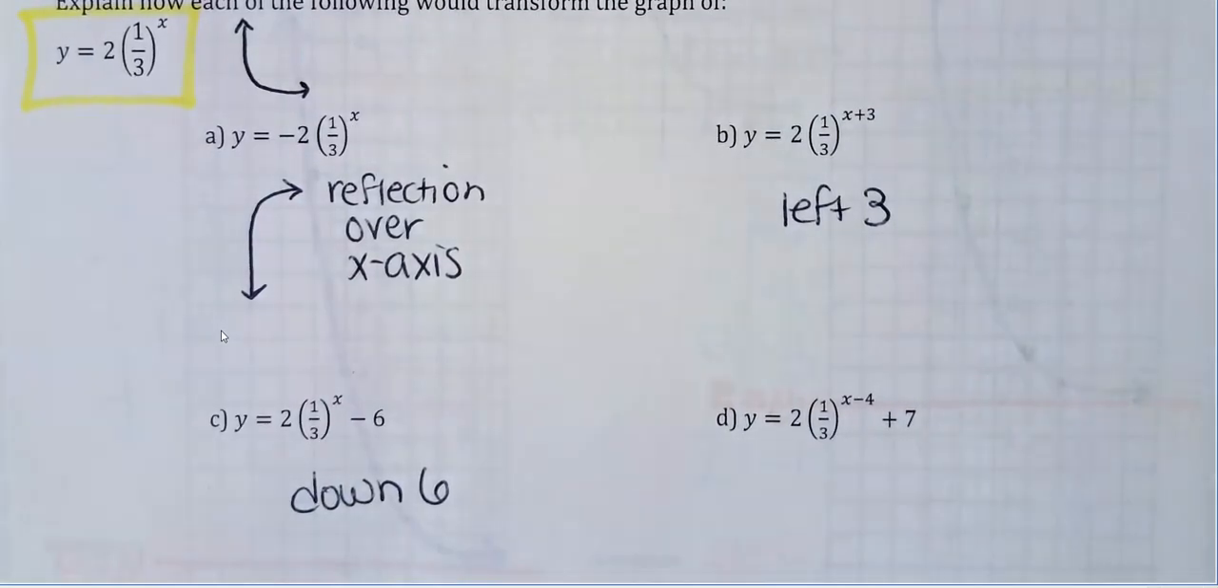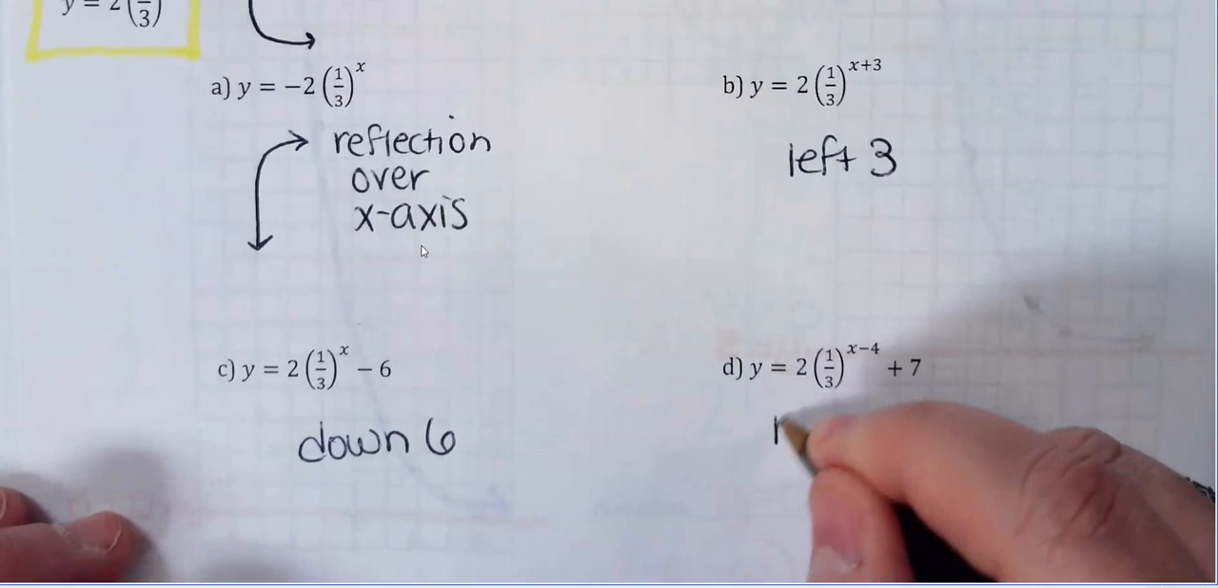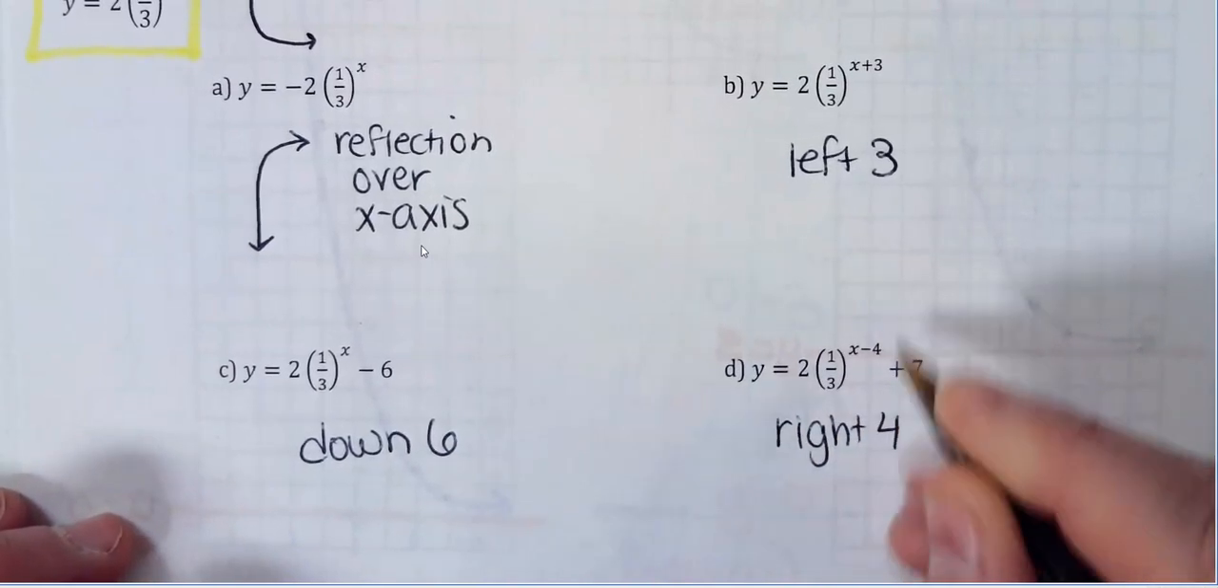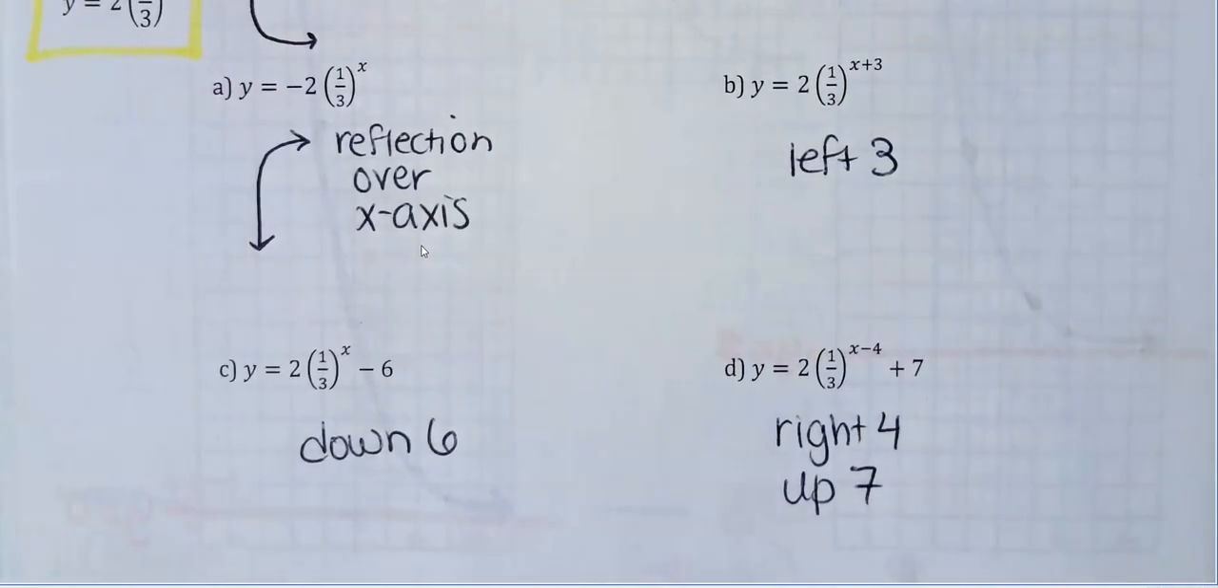Okay, now the last one has 2 shifts. So I've got 2 times 1/3, and then my exponent is x minus 4, and then plus 7. How is that 2 shifts going on here? Right, up 7? Yes, this would go right 4, because it's the opposite of what it looks like. It goes right 4, and then up 7. So there's a couple problems that'll ask you just to go and describe the transformation. That's all you have to write, just up, down, left, right. There's none on the homework that are a reflection. I just wanted to remind you of that from yesterday.